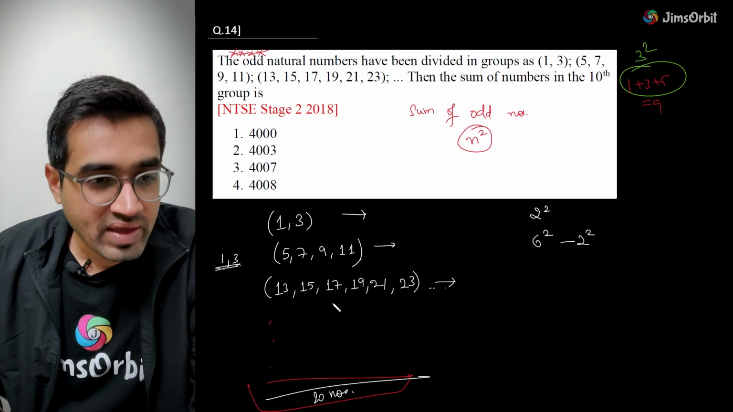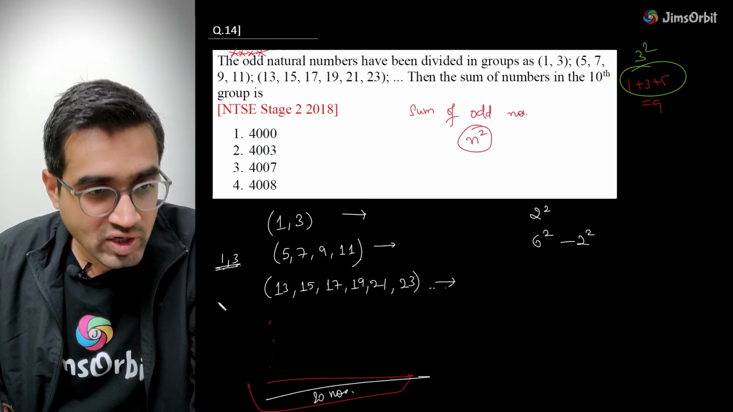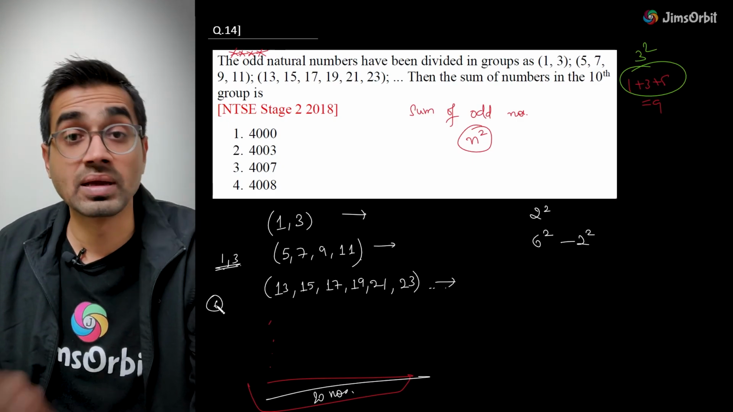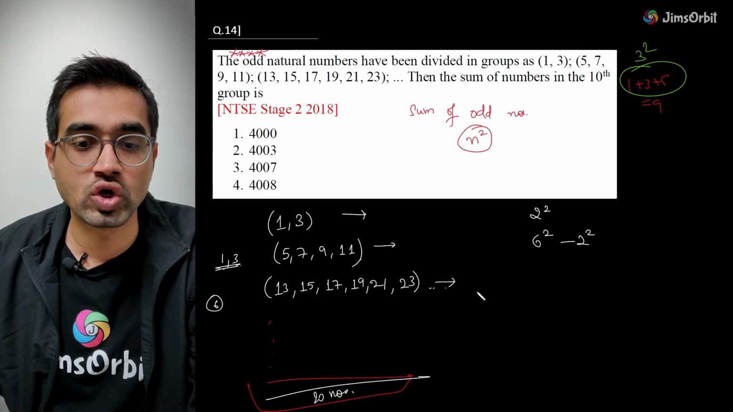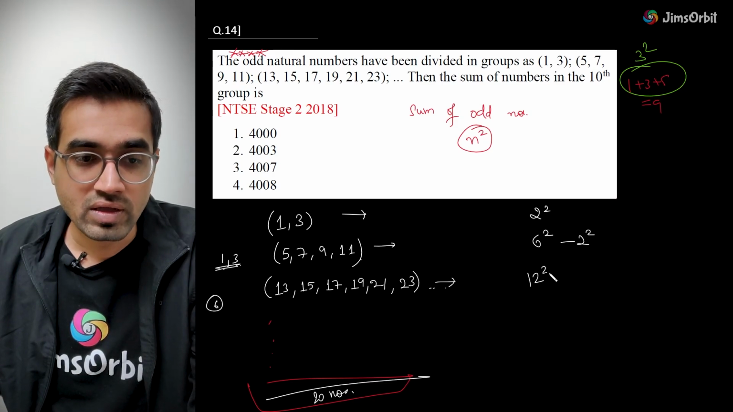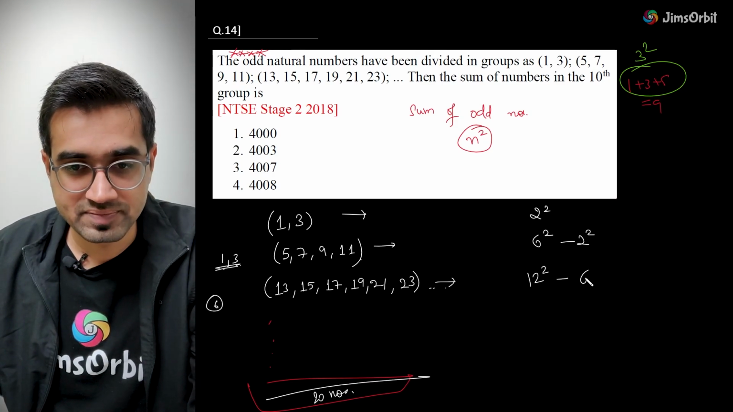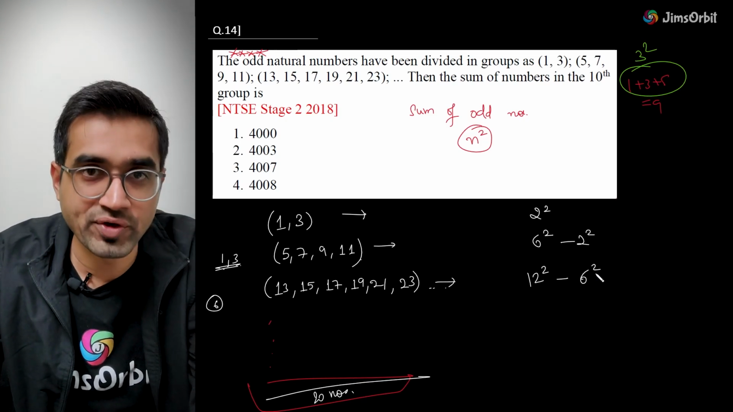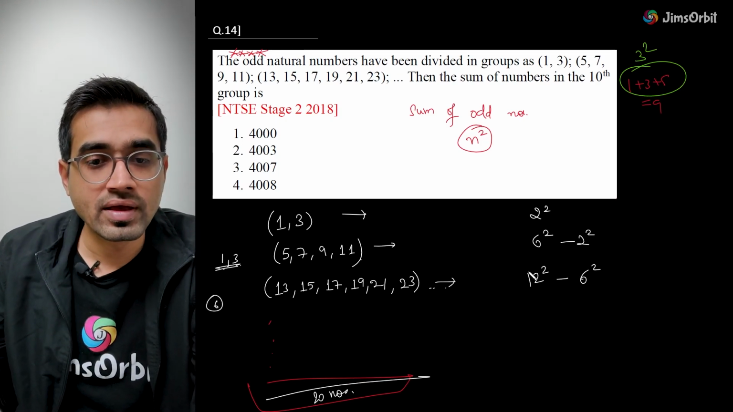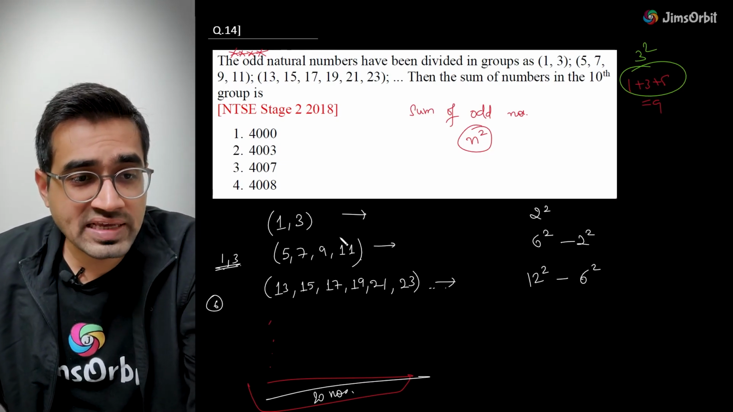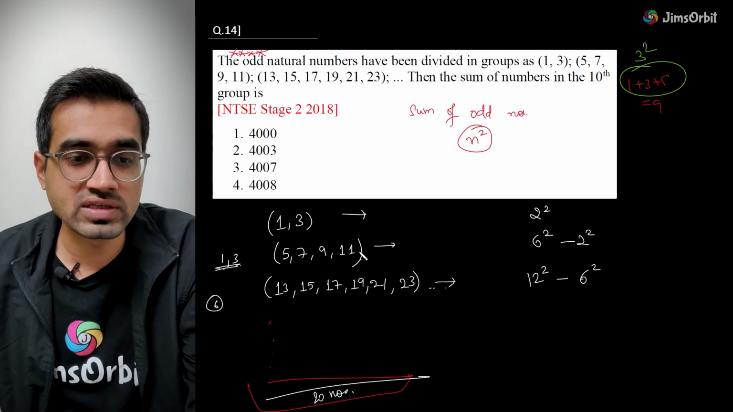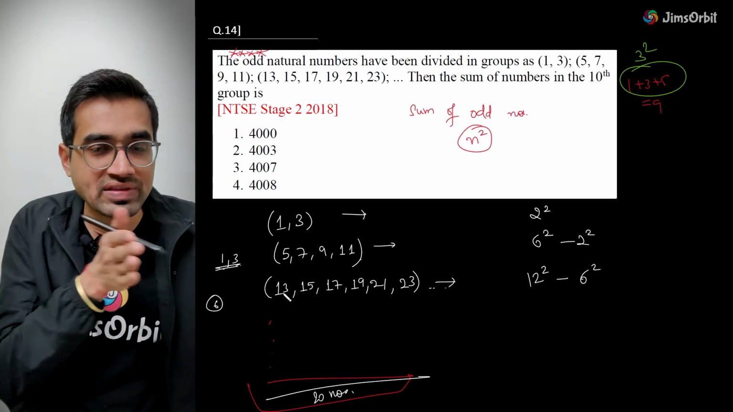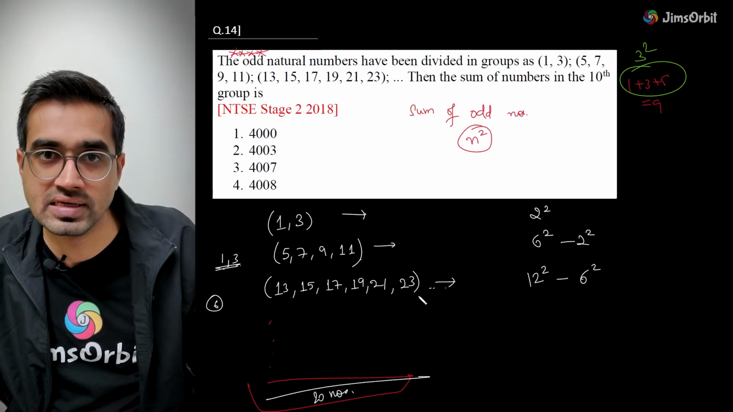Now how many numbers will there be? This is 2, this is 4, 6. So 6 numbers are already there, 6 are more, so 12, minus the 6 previous. Did you get the pattern? What I am doing is saying the sum of these 2 is 2 square, the sum of these 4 is this, the sum of these 6 is this. I'm adding the first 12, removing the first 6, and getting the next 6.